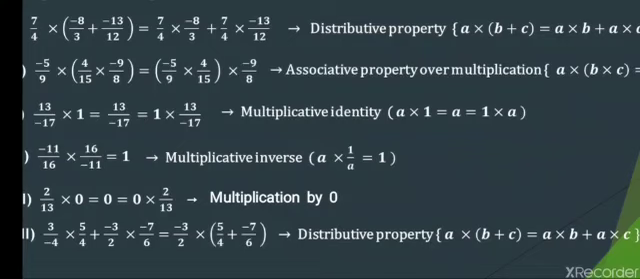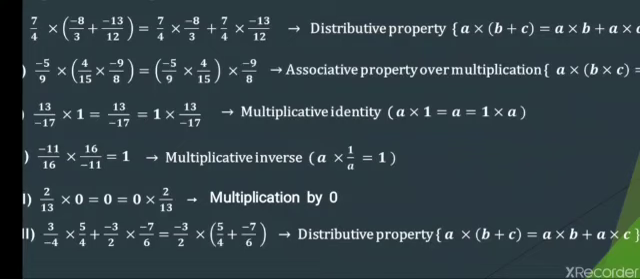Okay, so seventh part is 2 by 13 into 0 is equal to 0 is equal to 0 into 2 by 13. This is just a multiplication by 0. When you multiply any number by 0, you'll always get 0. So this is just multiplication by 0.